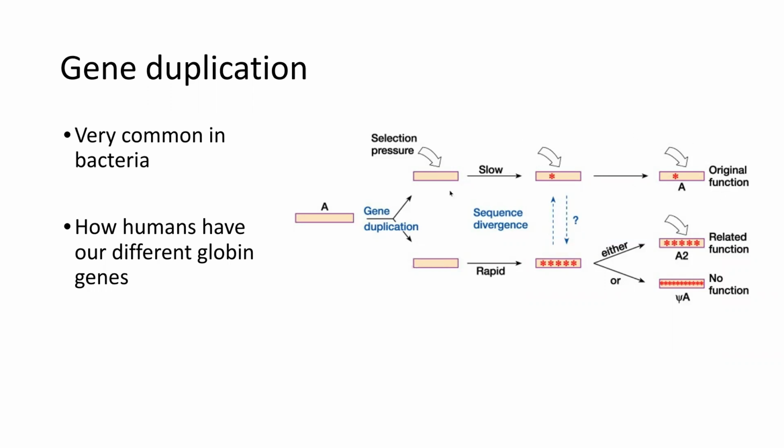So you just have two copies of the exact same gene, and the mutation rate's low, so nothing happens to the extra copy. Or we have very rapid sequence divergence, which leads to either a related function, but slightly different. In this case, we have the human globin genes as a great example. Or it leads to a complete loss of function, or it leads to a brand new function.